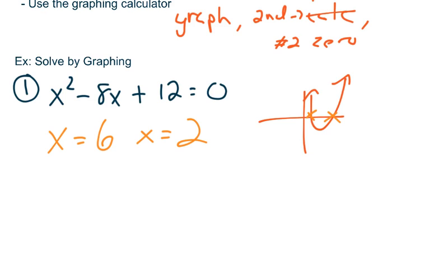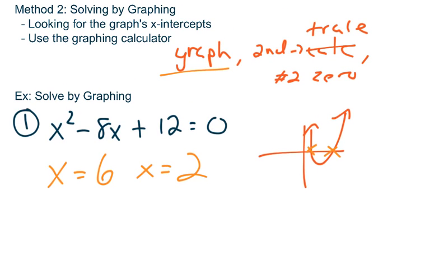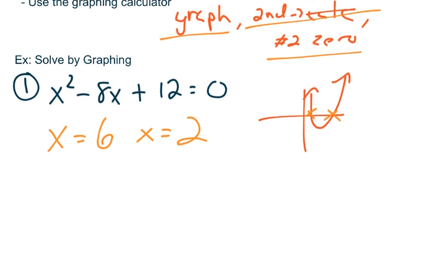Again, if you're not sure, these are the steps you're going to do. Graph it, second trace, option 2, do your left bound, your right bound. You'll have to do it twice. Do it for one of the intercepts, then do it again for the other. Don't do left bound over here and then right bound over here. It's not going to give you the right answer. Do left bound, right bound, and then left bound, right bound. Okay, so make sure you're going to have to do it twice.